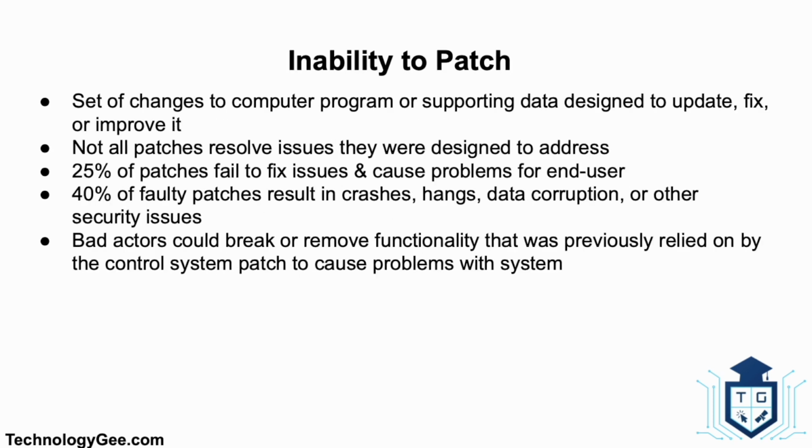Next constraint is the inability to patch. So a patch is a set of changes to a computer program or its supporting data designed to update, fix, or improve it. However, not all patches resolve issues they were designed to address. As a matter of fact, upwards of 25% of all patches fail to fix the issue and directly cause problems for an end user. And to make matters worse, 40% of these faulty patches result in crashes, hangs, data corruption, or additional security issues. When it comes to an embedded system, a bad actor could simply break or remove some functionality that was previously relied on by the control system patch in order to cause problems with the system.